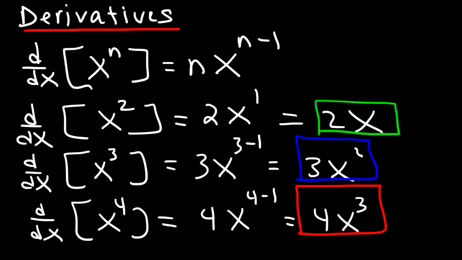But now, what does it mean? So we said that the derivative is a function that gives us the slope of the tangent line of some original function. So you might be wondering, what is a tangent line? So let's talk about that.